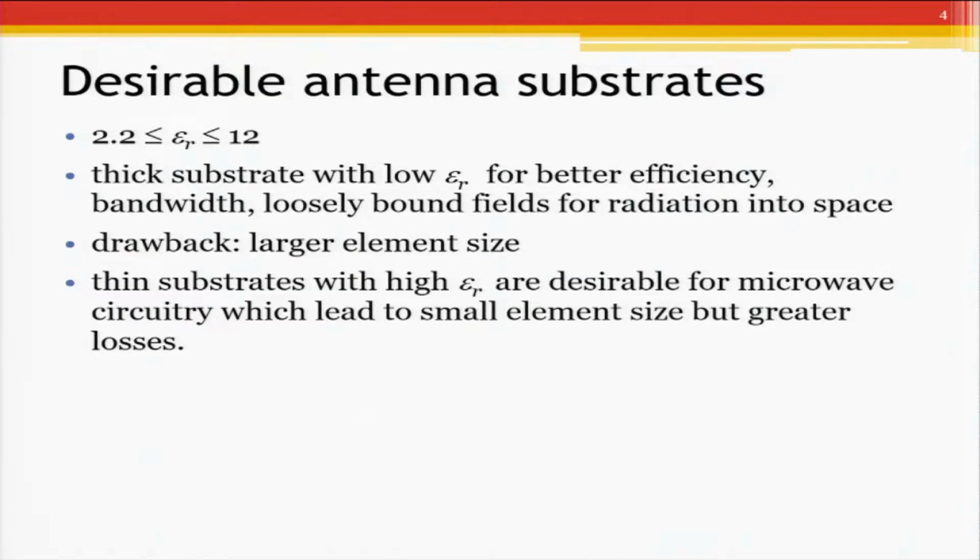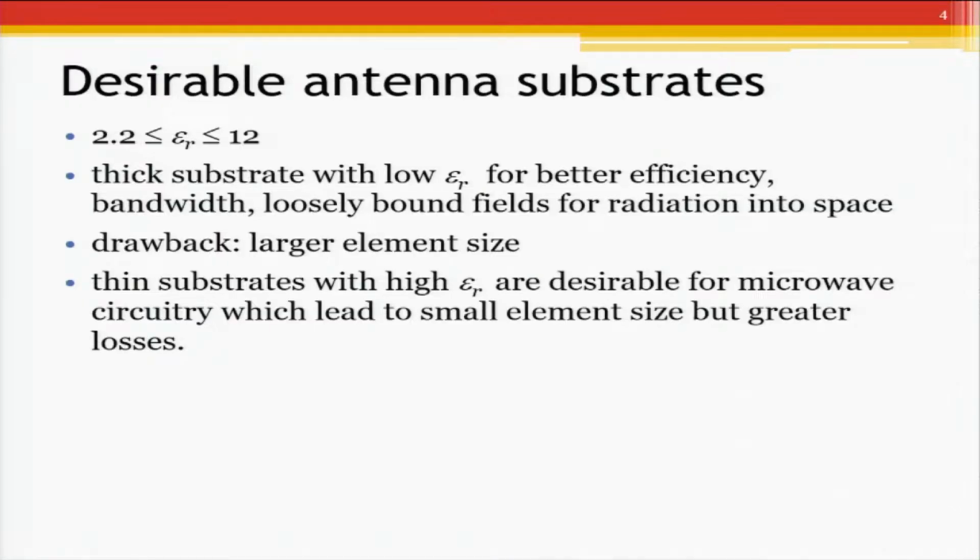If you have a thick substrate, usually they use a thick substrate with low epsilon r because they want to increase the efficiency of the antenna and increase the bandwidth. The fields are loosely bound, which means the fields are easily radiated into space. The drawback is a larger element size when you have a big substrate. For sure, you're going to have a much bigger antenna.